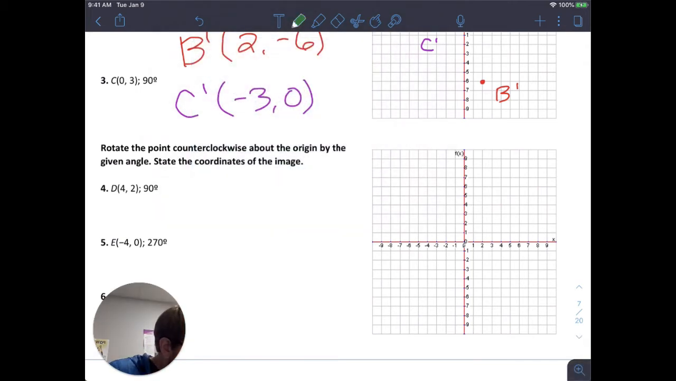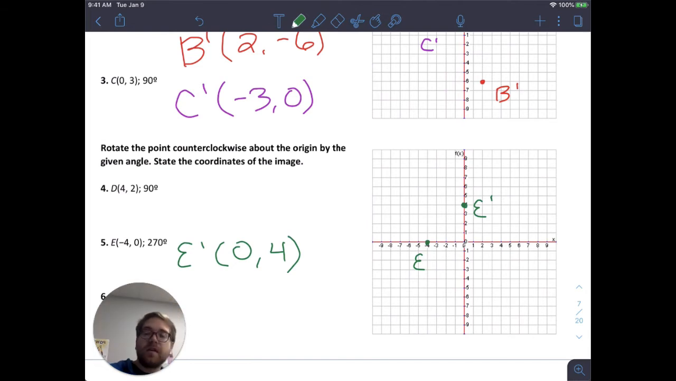So E is at -4, 0. That's right here. And I'm going to rotate it 270 degrees. And so if you remember, that is 3 quarters around the circle. So I would go first here, that's 90, and then 180, and then 270 is right there. I was at -4, right? 90, 180, 270. Okay? So it's up there. So you move 3 quarters or into 3 different quadrants. And so E prime would be right here at 0, 4.